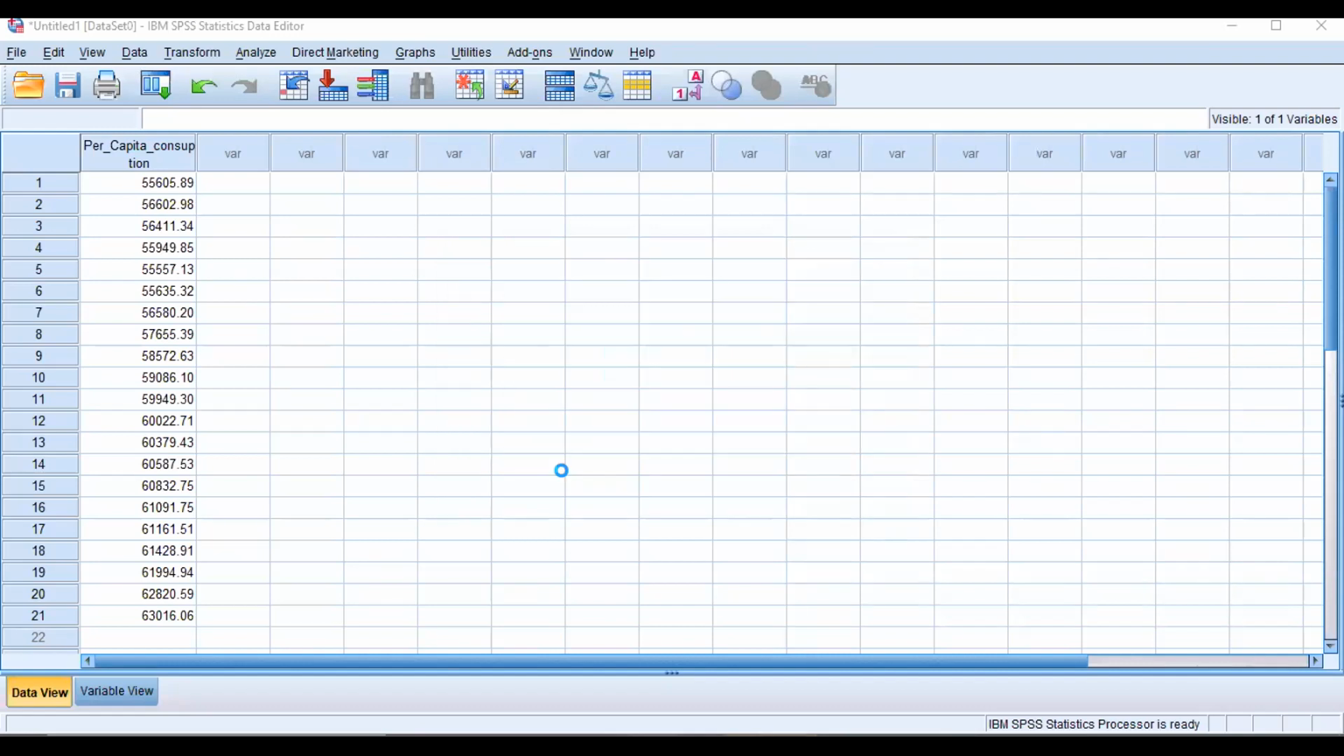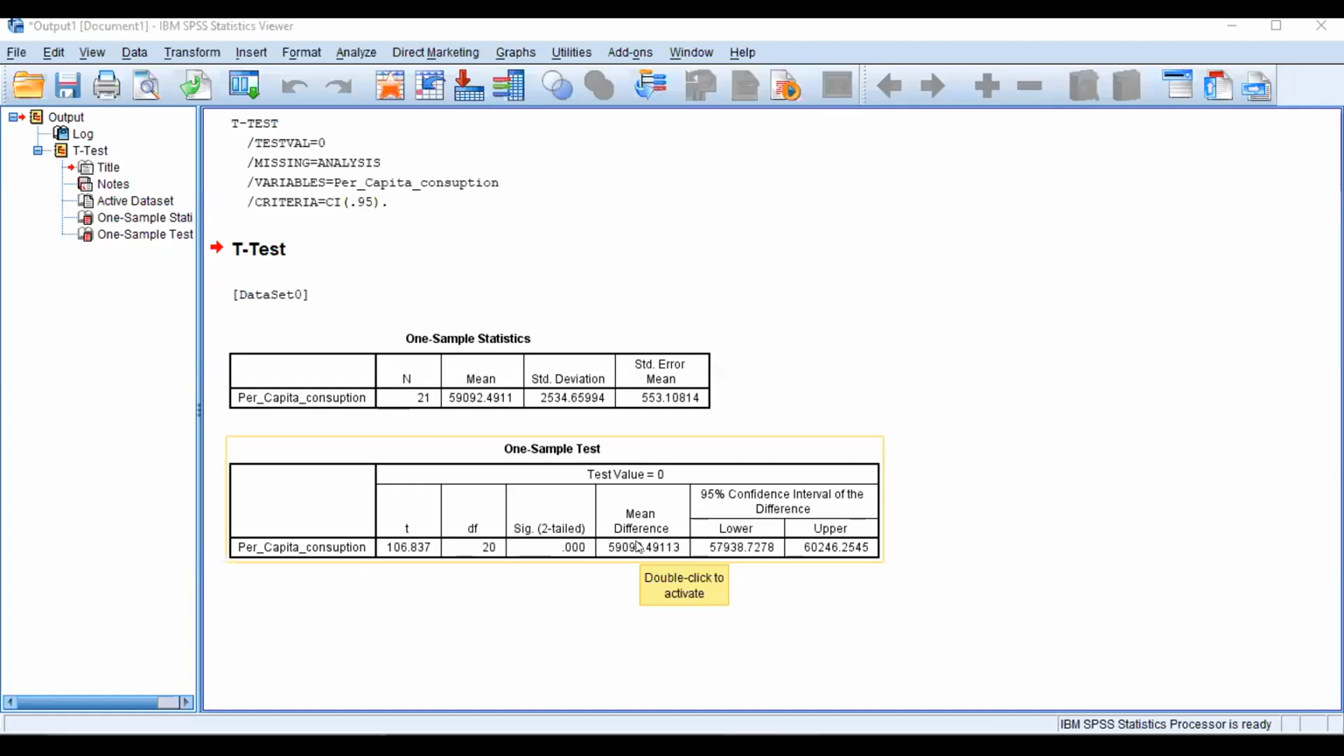Just one thing, can you see this output result on the screen? No, ma'am. Okay, then I'm sharing this again. This is the output result. Can you see this? Yes, ma'am.